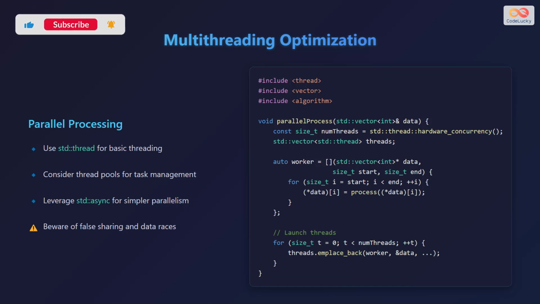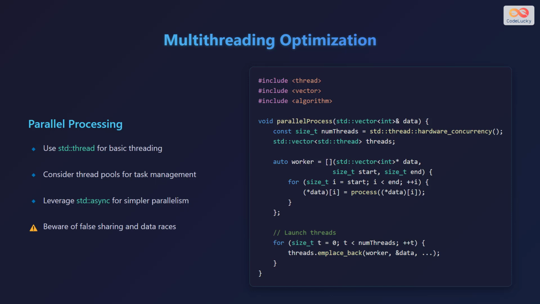Consider thread pools for task management. Thread pools can improve performance by reusing threads, which avoids the overhead of creating and destroying threads for each task. Leverage std::async for simpler parallelism. std::async provides a high-level interface for launching asynchronous tasks.